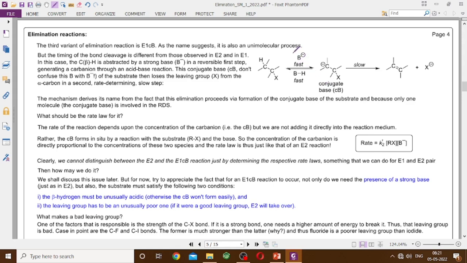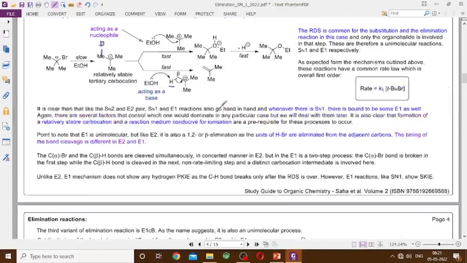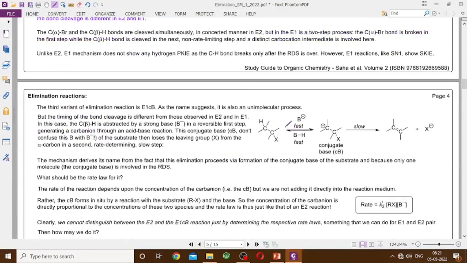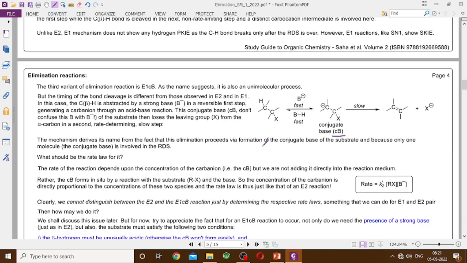So it's a reaction which happens in presence of a strong base which abstracts the beta hydrogen, and that's a reversible first step, and that's also the non-rate determining fast reaction to give you a carbanion. Instead of a carbocationic intermediate, this time you have a carbanion intermediate. So we call this thing the conjugate base of the organohalide. That is why this reaction is known as elimination unimolecular via conjugate base.